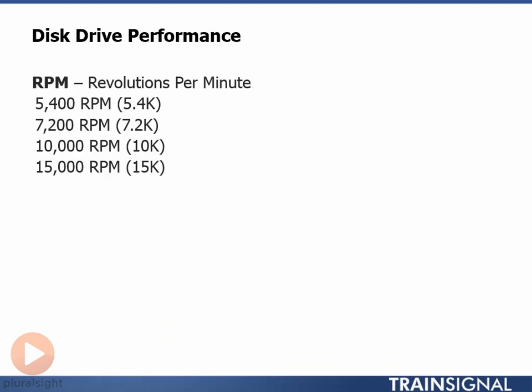There are 4 popular RPMs that we've listed on the slide. These are 5,400 RPM, 7,200 RPM, 10,000 RPM and 15,000 RPM. Quite often we shorthand these to 5.4K, 7.2K, 10K and 15K, and we've listed the way we map that on the slide.